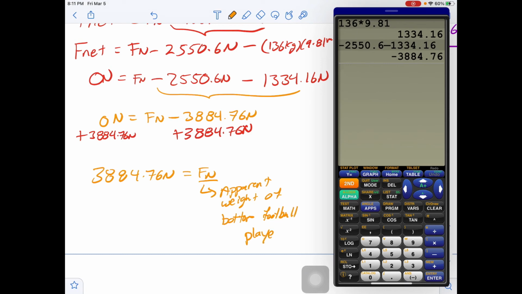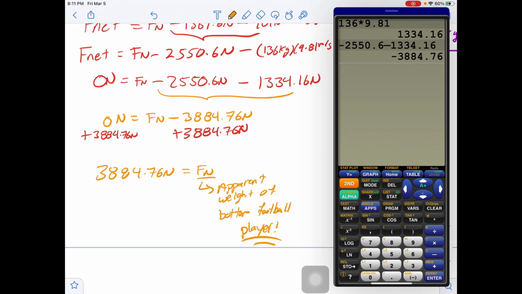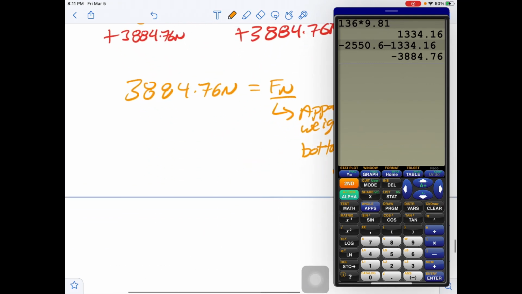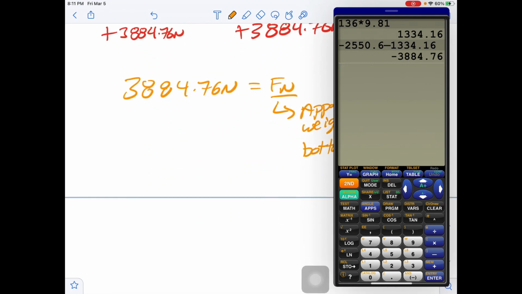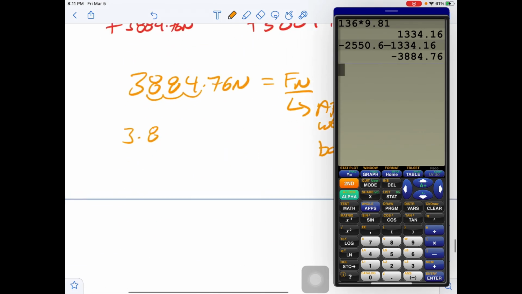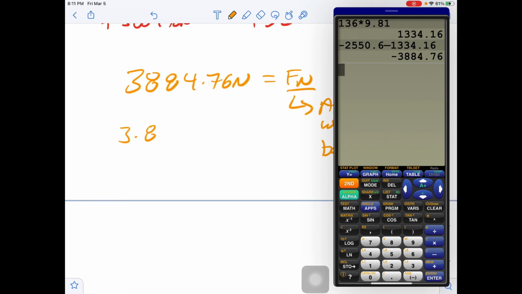So being the guy at the bottom of the fumble stack does definitely suck. Football players can probably attest to that one. And let's put this in the proper sig digs, so 1, 2, 3. So we've now entered the 3 times 10 to the power of 3s. So this will be 3.9 times 10 to the 3 newtons up.